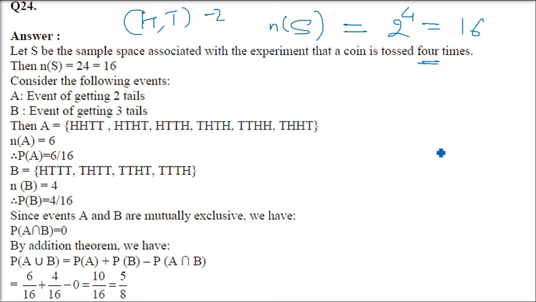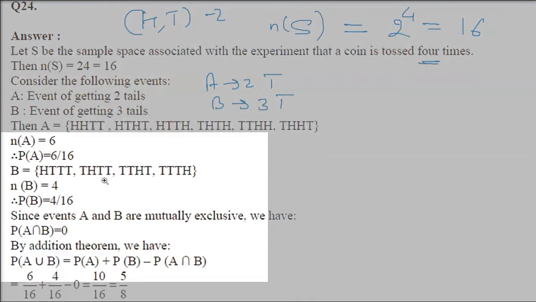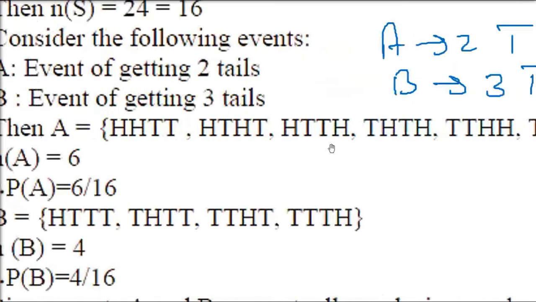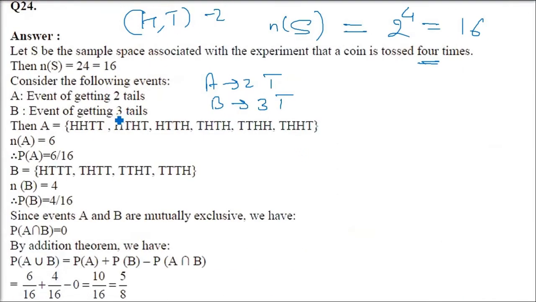But what are we interested in? We are only interested in either getting 2 tails or 3 tails. I'm not writing all the 16 combinations. I'm just taking the event A, which is saying 2 tails, and B the 3 tails. So see here, A: 2 tails, 2 tails, 2 tails. These are all with 2 tails. There are 6 in total. So total number of cases are 16, favorable cases are 6.